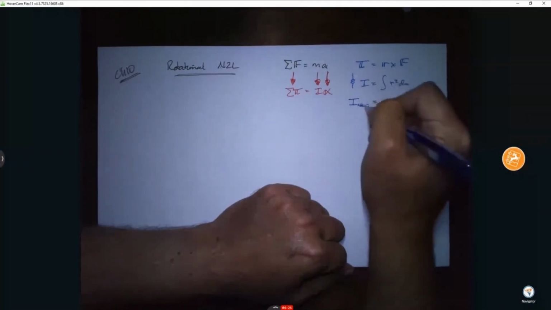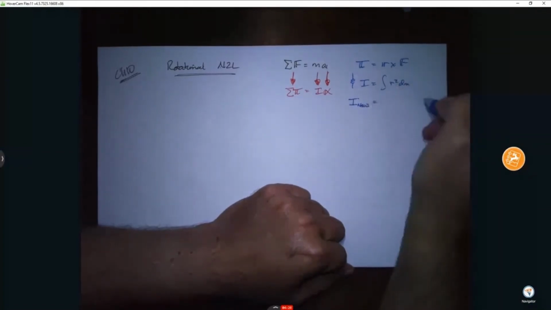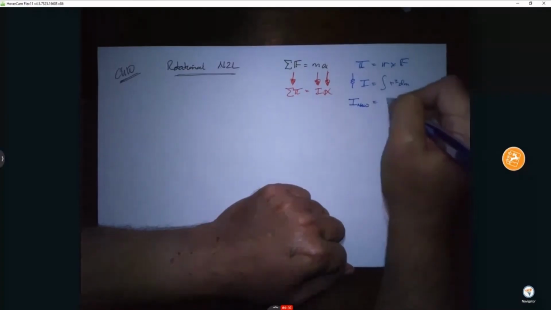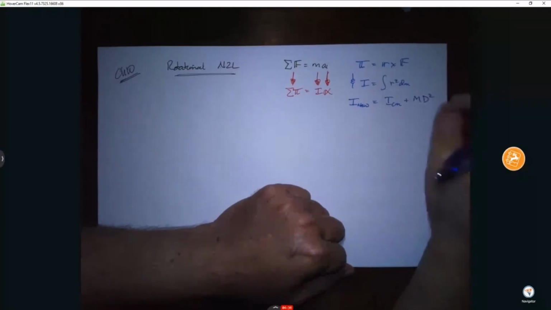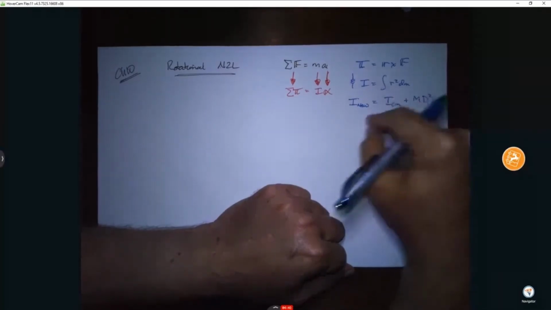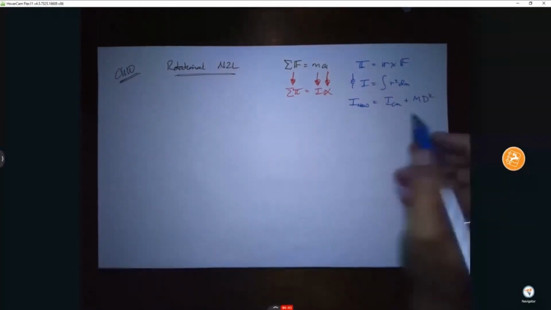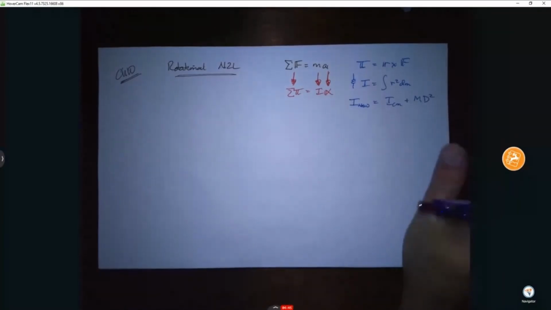The moment of inertia about a new axis parallel to an axis through the center of mass with its moment of inertia: what you do is you add the entire mass of the object times d squared, where d is the shortest distance between the two parallel axes. And you can shift from one moment to another moment.